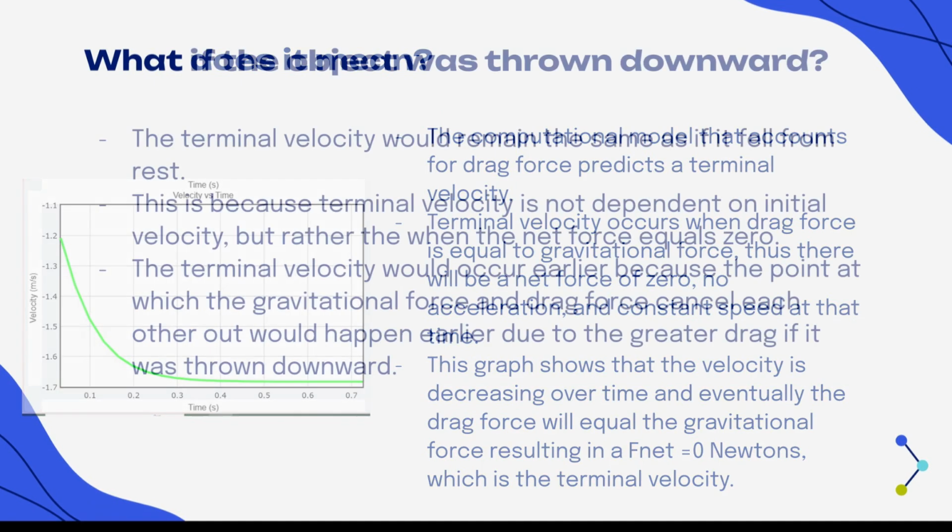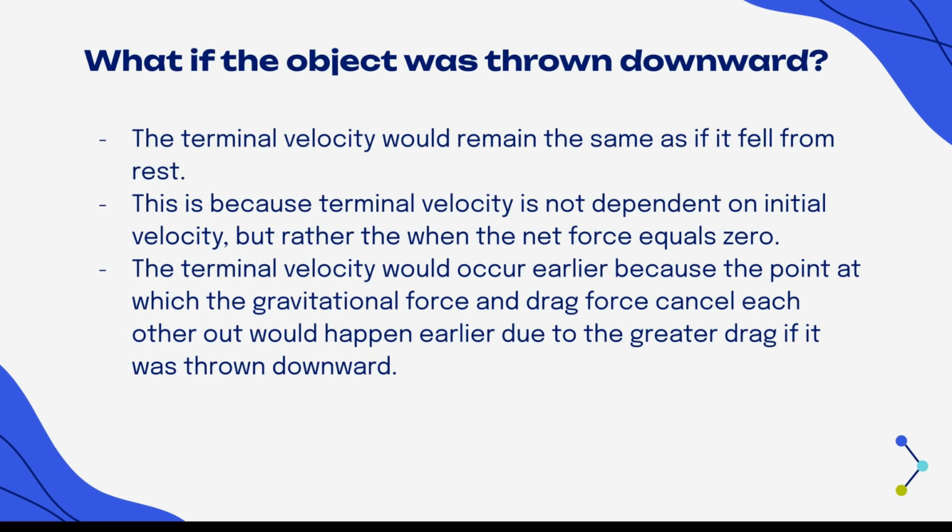And if the object was thrown downwards, then the terminal velocity would remain the same as if it fell from rest, because the terminal velocity is not dependent on the initial velocity, but rather when the net force equals 0. However, the terminal velocity would occur earlier because the point at which the gravitational force and drag force cancel each other out would happen earlier due to the greater drag if it was thrown downwards.